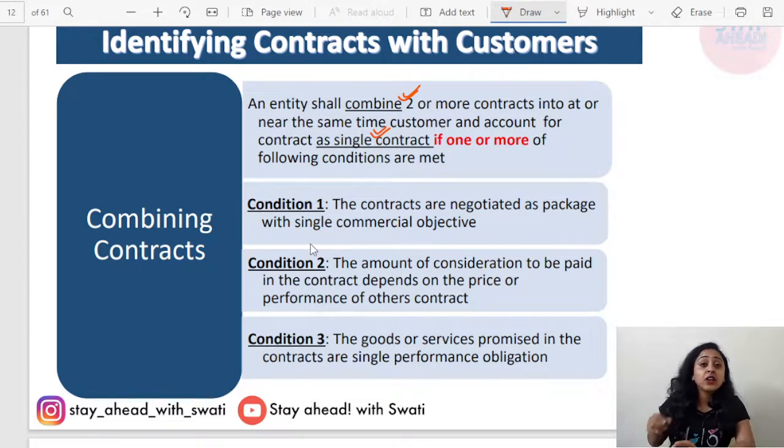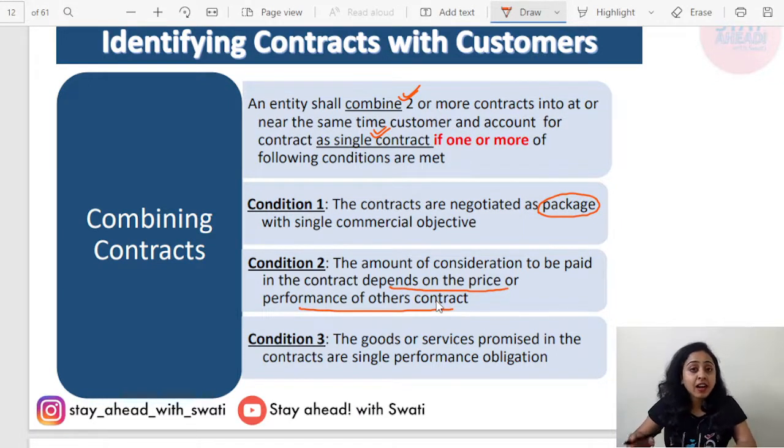First condition is that the contract is negotiated as a package. Whenever the agreement is being done between the parties, they are agreeing to the contract as a whole package. Second, the amount of consideration to be paid in the contract depends on the price or performance of other contracts. The multiple contracts are dependent on each other. One's payment is dependent on completion of other contracts. There is dependency, there is no independence. So it is negotiated as a package, first thing. Secondly, there is dependency.